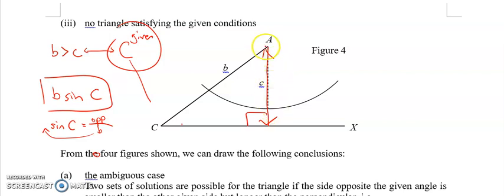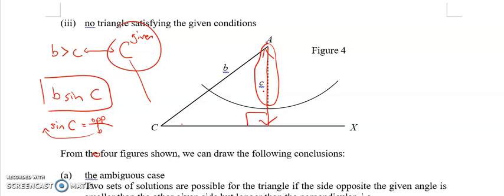Once we have found this entire length is B sine C, we compare it with this side C that is given. If this opposite perpendicular is longer than the length of C that is given, we will not have any triangle.